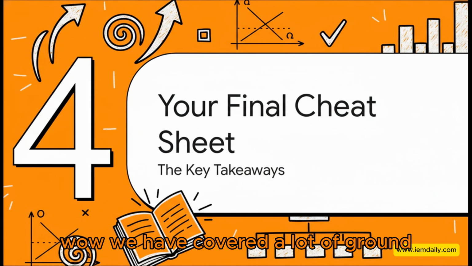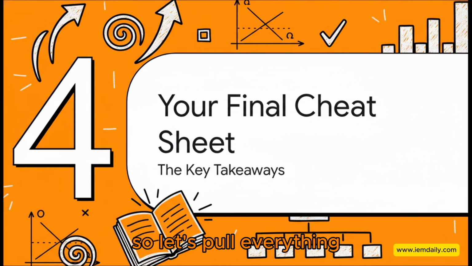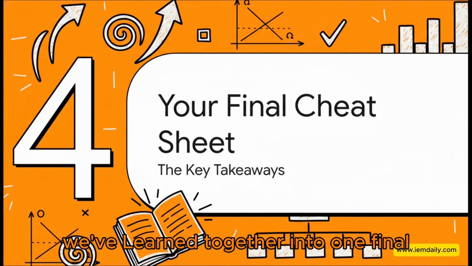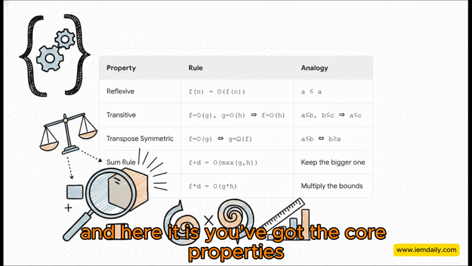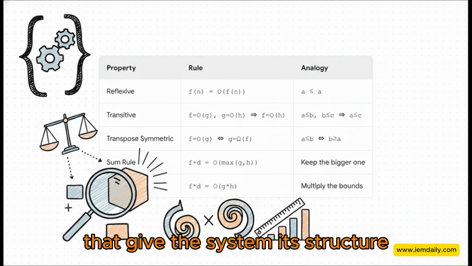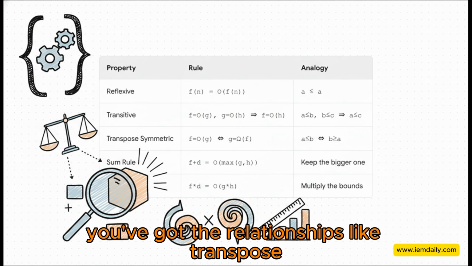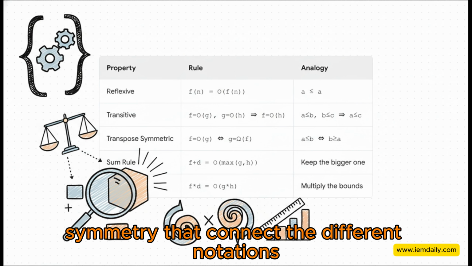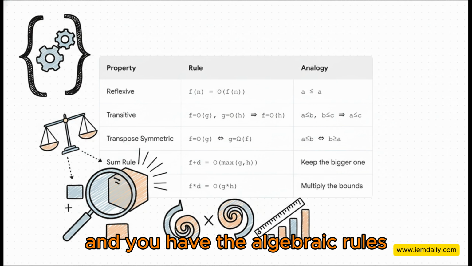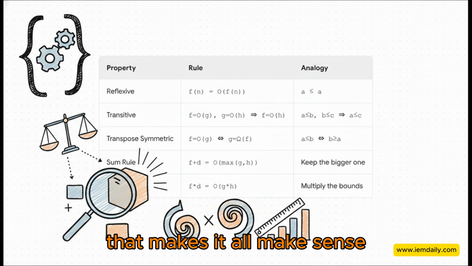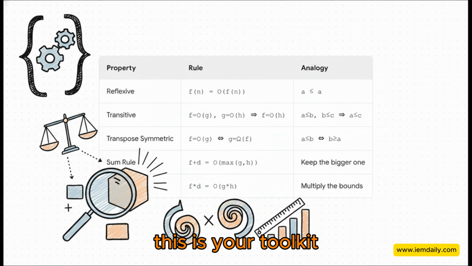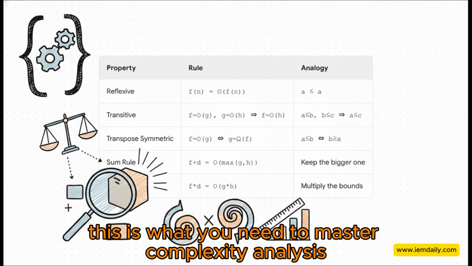Wow, we have covered a lot of ground. So let's pull everything we've learned together into one final, powerful cheat sheet that you can use anytime you need a quick refresher. And here it is. You've got the core properties, reflexive and transitive, that give the system its structure. You've got the relationships, like transpose symmetry, that connect the different notations. And you have the algebraic rules, sum and product, that let us simplify real-world expressions. And right next to each one is that simple analogy that makes it all make sense. This is your toolkit. This is what you need to master complexity analysis.